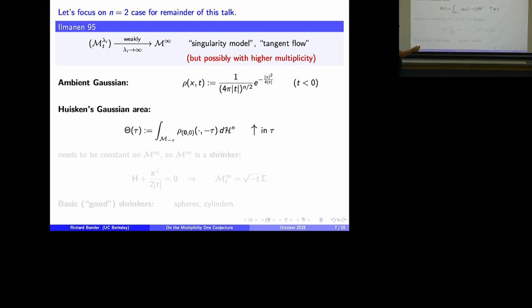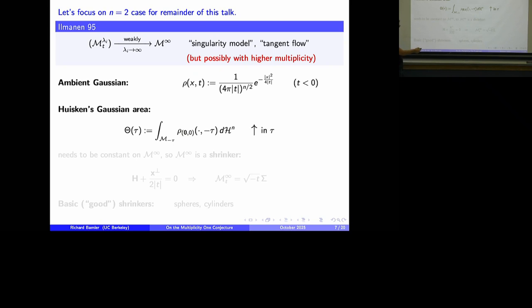Well, he considered this quantity here, which we call the ambient Gaussian. So you imagine that you have the ambient Euclidean space, and a Gaussian that's centered at your singular point and which flows backwards in time. The only thing that looks a little off is that the Gaussian pretends that it's in one dimension lower. So if you're in three-dimensional Euclidean space, it's the Gaussian that would actually be true for the two-dimensional Euclidean space. Okay? So imagine this as some kind of Gaussian flowing backwards out of the singularity, but in the ambient space.